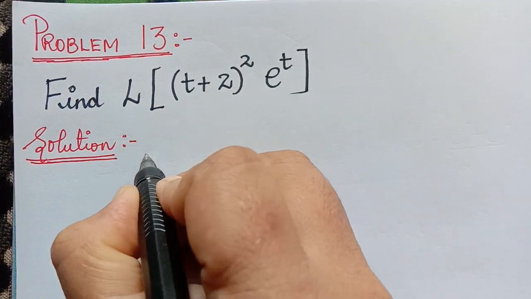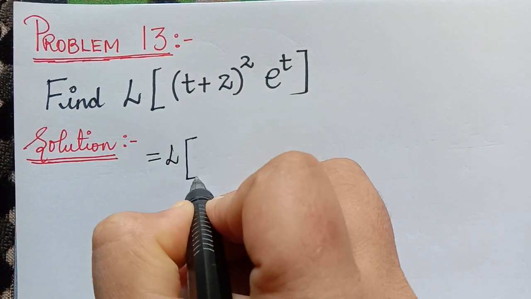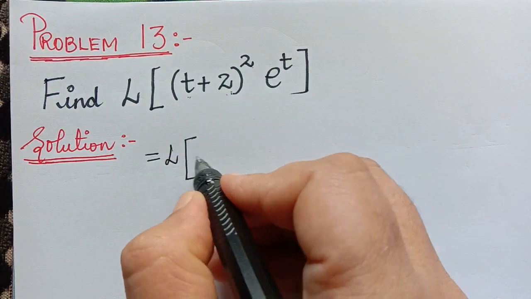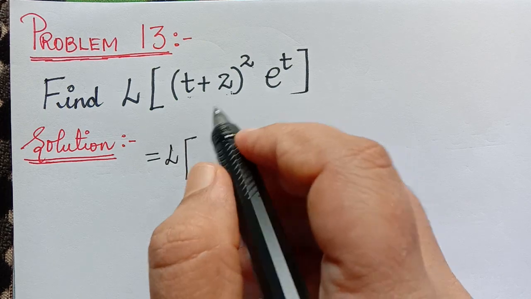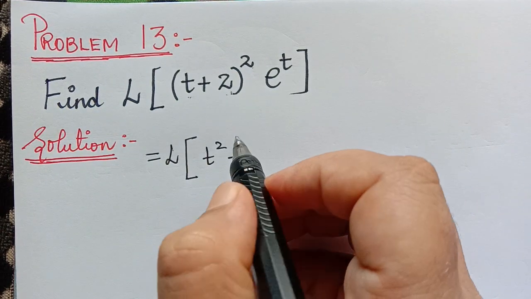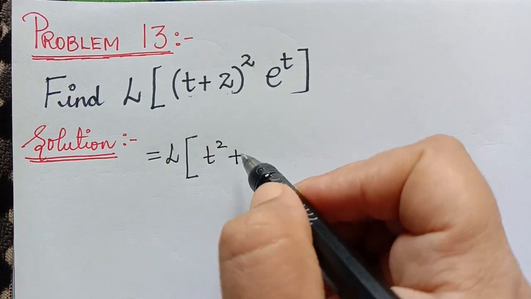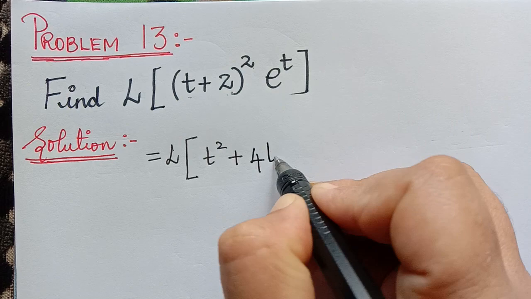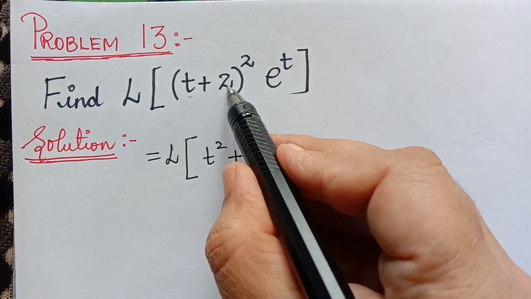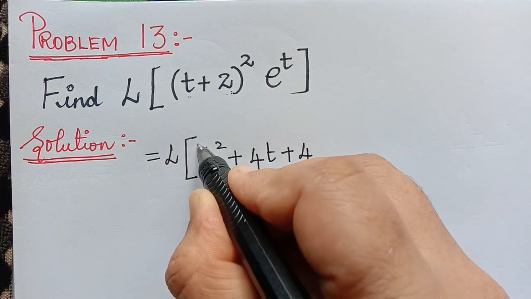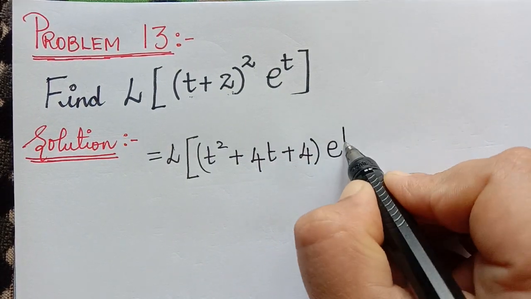So this can be written as Laplace transform of, this can be expanded by using the (a plus b) the whole square format. So when we expand, we get t square plus 2ab, so 2ab will be 4t, plus b square, which is 2 square, that is 4. So this has to be multiplied with e to the power t.